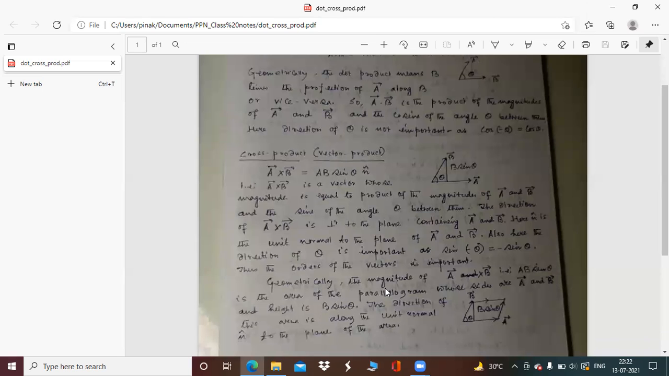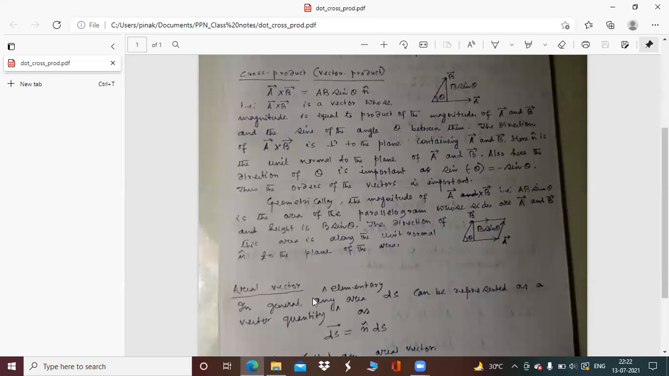Now geometrically, the magnitude of a bar cross b bar, that is a b sine theta, is the area of the parallelogram, this parallelogram we are referring to, whose sides are a bar and b bar, and the height is, you see, b sine theta. The direction of this area is along the unit normal n cap to the plane of the area. Now, this geometrical aspect of cross product leads us to the concept of something called an areal vector.